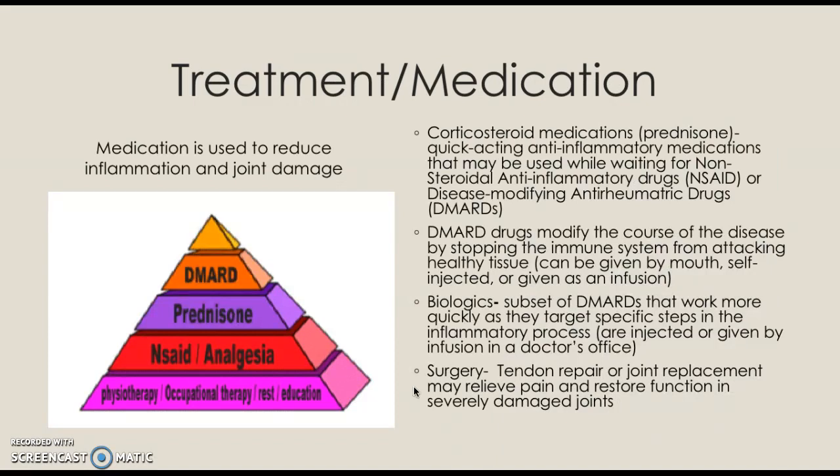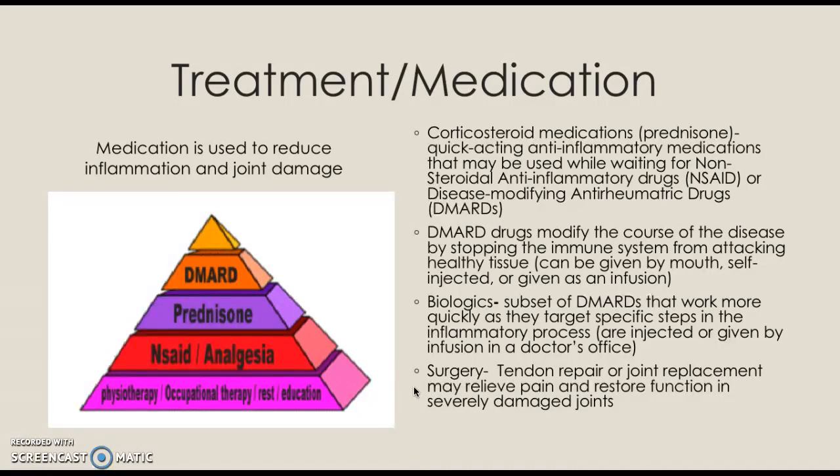Treatment and medication. Medication is used to reduce inflammation and joint damage. Corticosteroid medications such as prednisone are quick-acting anti-inflammatory medications that may be used while waiting for non-steroidal anti-inflammatory drugs or disease-modifying anti-rheumatic drugs, also called DMARDs. DMARD drugs modify the course of the disease by stopping the immune system from attacking healthy tissues. They can be given by mouth, self-injected, or given as an infusion.